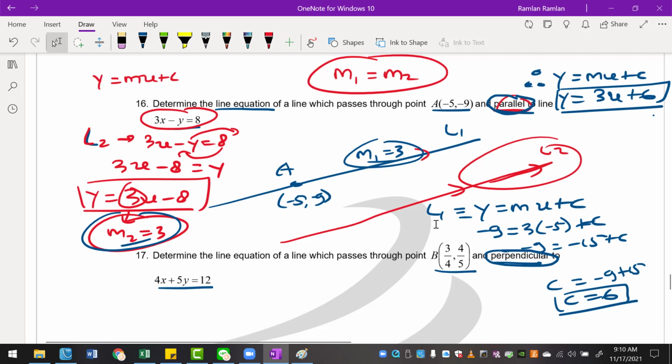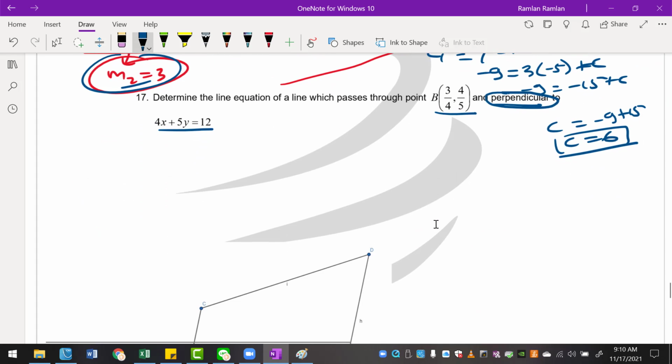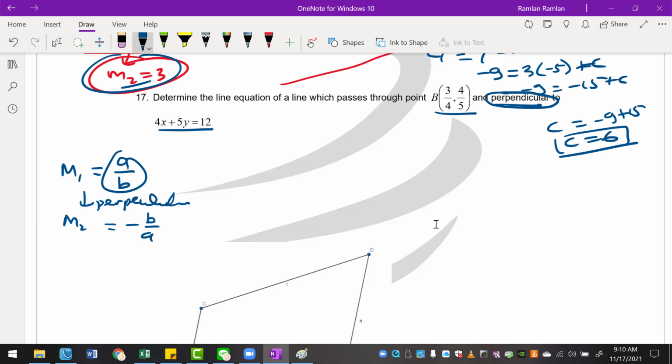Okay, perpendicular. When two lines are perpendicular, let's say I have m1 equal to a over b, then if m2 is perpendicular to m1, m2 will be minus b over a. So you only need to swap the a and b, and if one is positive the other will be negative. For example, if I have a line like this with a negative gradient because it's going downhill, another line which is perpendicular will be like this, because perpendicular means it makes a 90-degree angle.